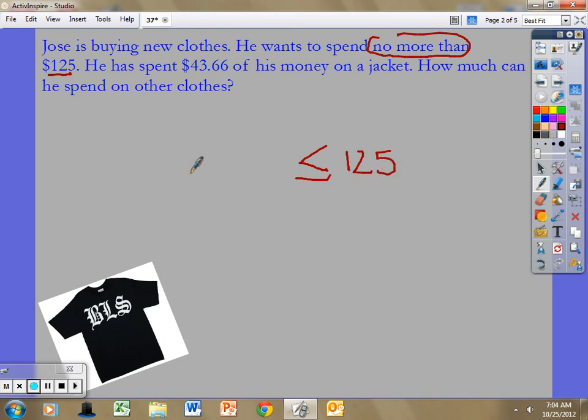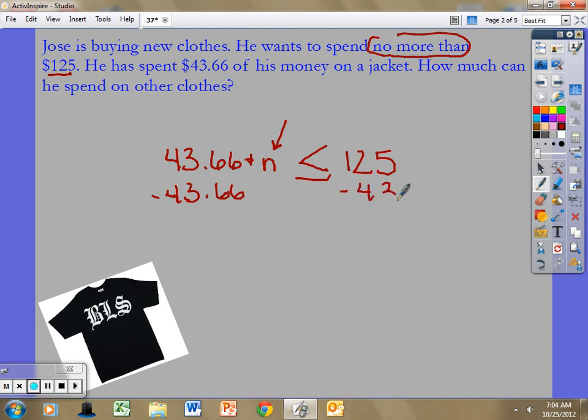Now, he's already spent $43.66. Now we're going to add to that whatever else he's going to spend on the rest of his clothes. So we'll call this N. Now I want to figure out what this N is. So how much more can Jose spend? Well, whatever I do to one side of the inequality, I must do to the other. So I want to figure out how much is left. He already spent this, so I need to subtract that from his total. Now he's already spent that over here, so I'm going to subtract that from over here.